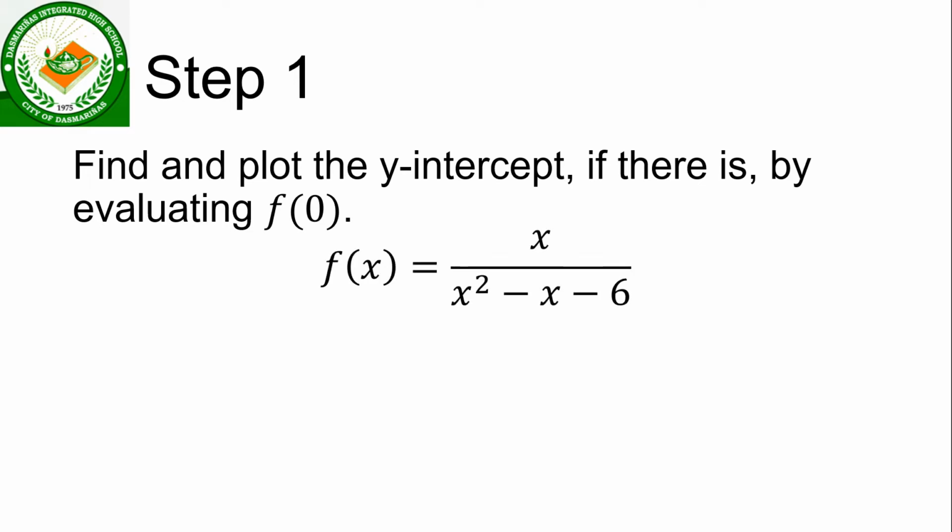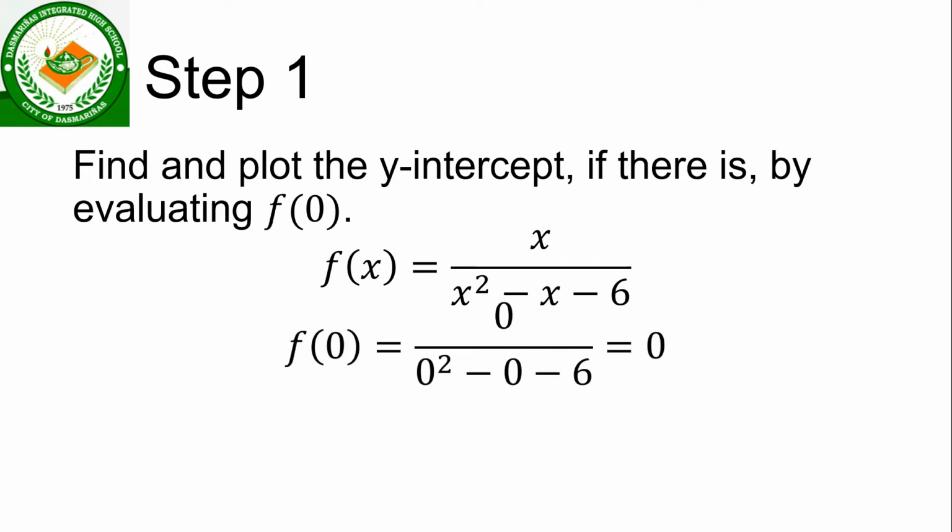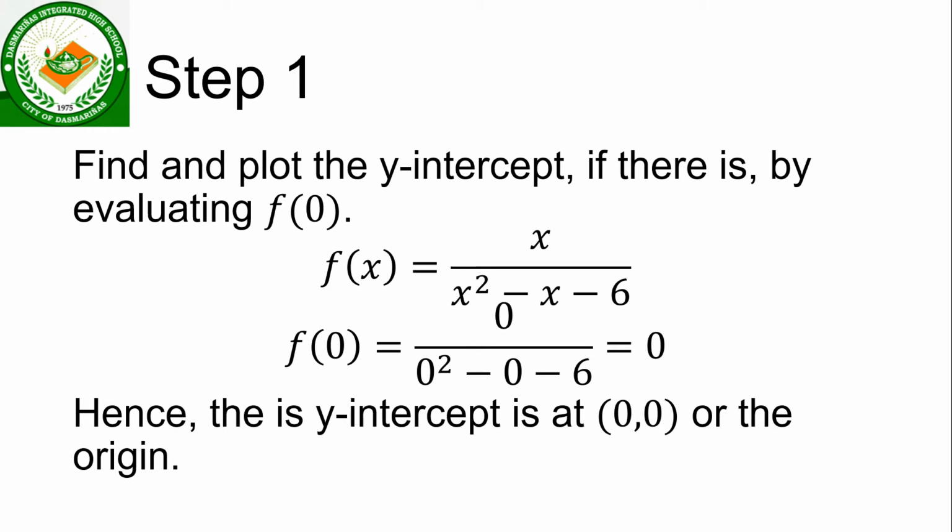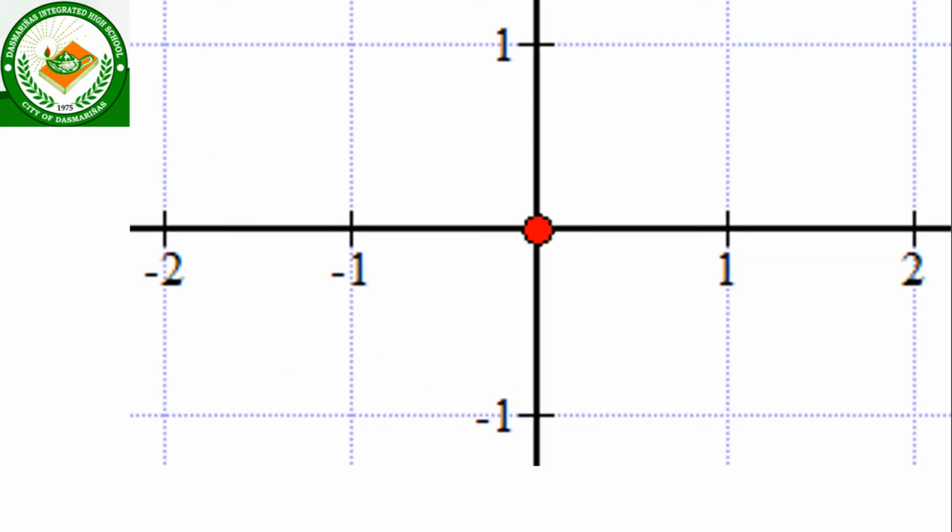Doing that, we have f of x equals x all over x squared minus x minus 6. Replacing x by 0, we have f of 0 equals 0 divided by 0 squared minus 0 minus 6, or it will be 0 divided by 6. It will be 0. Okay, so if x is 0, then y is 0. So the y-intercept is at the origin, 0, 0. If we plot the y-intercept, it will be on the origin, so we have there the red dot to symbolize the origin.